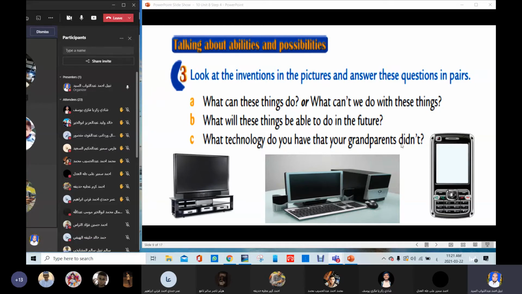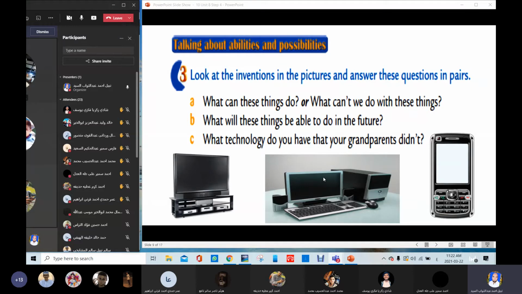Let's talk about our grandparents. What technology do you have that your grandparents didn't? We have mobile phones that can make video calls, but our grandparents didn't have mobile phones in the past. In the past, our grandparents didn't have computers. In the past, they didn't use to travel by plane, but they used to travel by using tame animals like camels, horses, donkeys, etc.